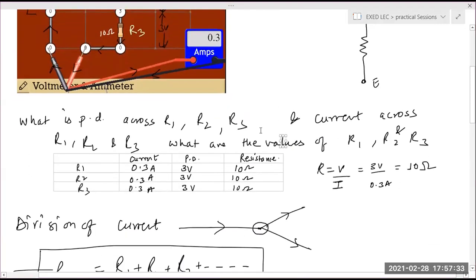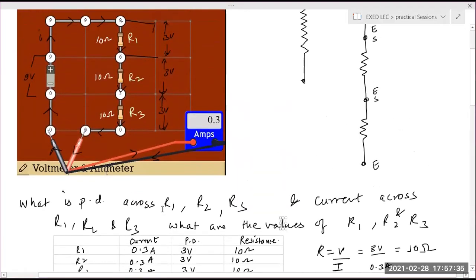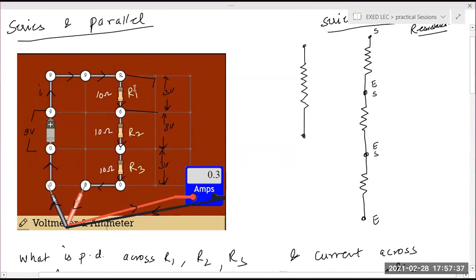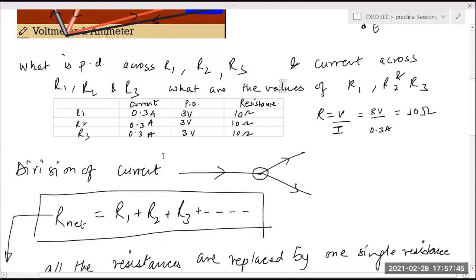One very important point. In series, current always remains the same. There is a reason why the current is the same: because current cannot divide. Why can current not divide? Current always divides at a point which is called a node. So this point is called a node. Don't see any node over here.